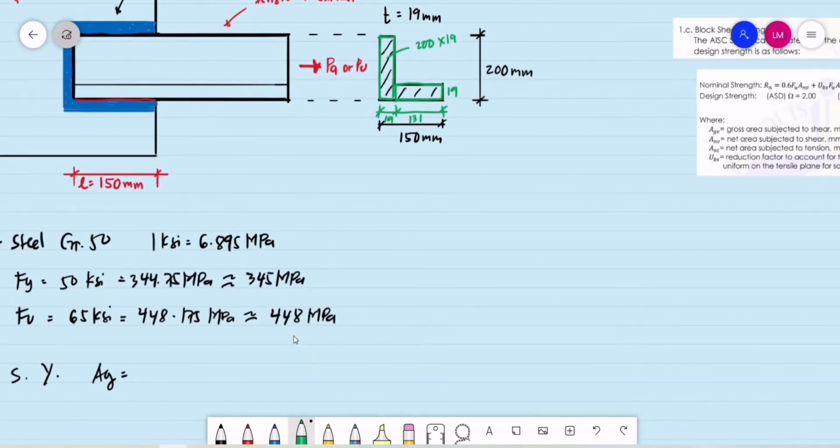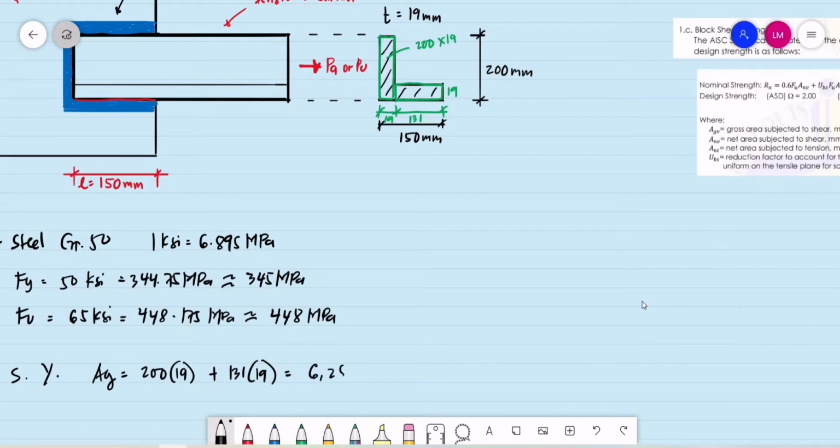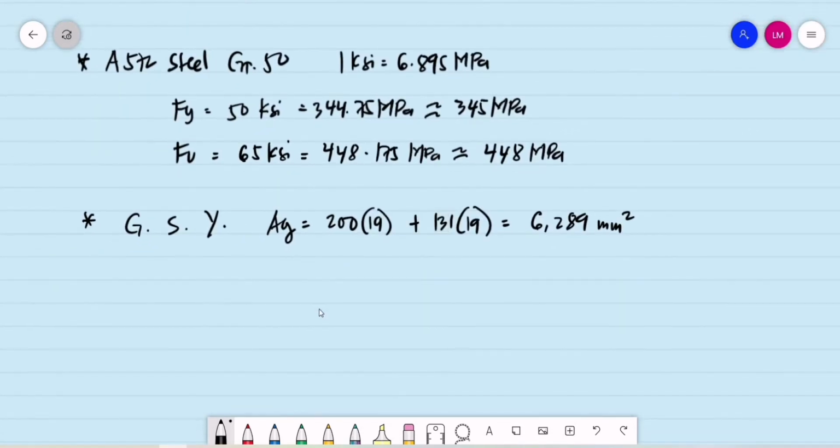So what are those areas? We have two rectangles. That's 200 multiplied by 19 mm plus 131 millimeters multiplied by 19. And the gross area will be equal to 200 plus 131 multiplied by 19. That is 6,289 square millimeters. Okay, so we proceed to the gross section yielding.